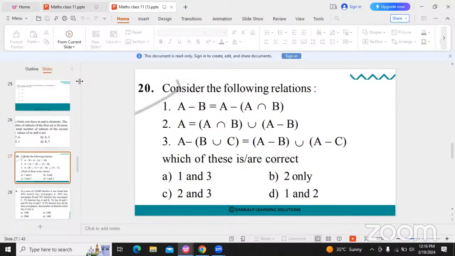Consider the following relations: A minus (A intersection B), A is equal to (A intersection B) union (A minus B), and A minus (B union C) is (A minus B) union (A minus C). Which of these relations is correct? Some students gave B, D, D. Different answers are given. Every option contains two relations, and two relations are correct, except option B.